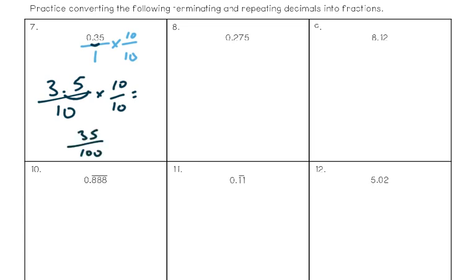Now the last thing we wrote down was to simplify your fraction. So we're going to think of what number goes into both 35 and 100. That's how we simplify fractions. I know that 5 goes into 35 7 times, and I know that 5 goes into 100 20 times. I can't simplify any further, so 7 over 20 is the same thing as 0.35.